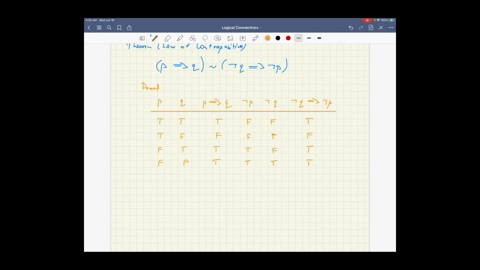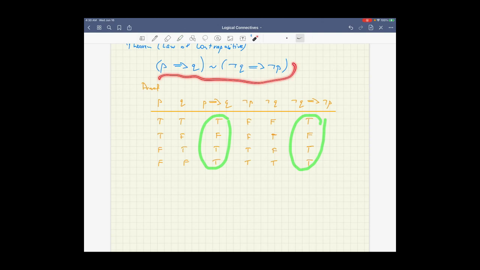Now you compare the two columns. They are identically equal. That finishes the proof that the two statements are logically equivalent. Again, meaning that they take the same value for the same values of the statements P and Q.